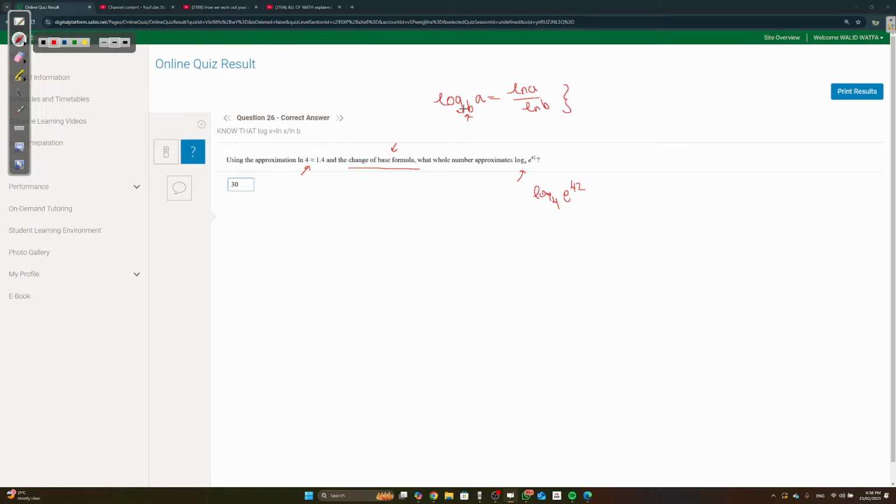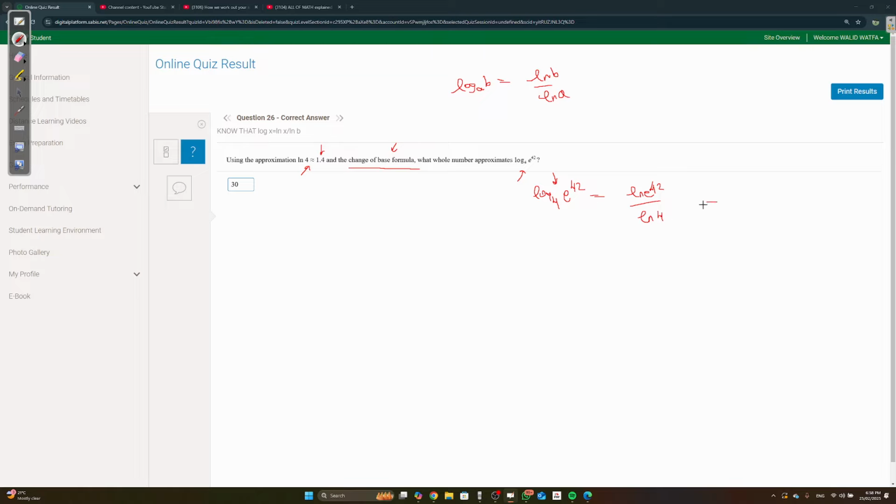Okay? Know this. Log base b of a is ln a over ln b. Or if you want to memorize it, log base a of b, then it's going to be ln b over ln a. Okay? If you want to memorize it like this. But I don't care, whatever you memorize. So basically here, if you want to change this, it's going to be ln 42 over ln 4. They told us use ln 4 as 1.4. So ln of e to the power 42, sorry, over ln 4.